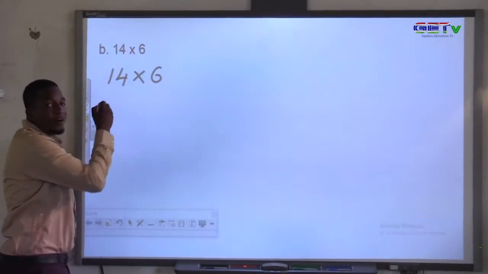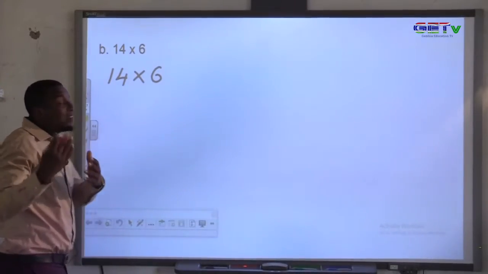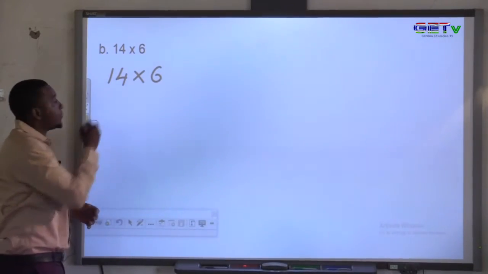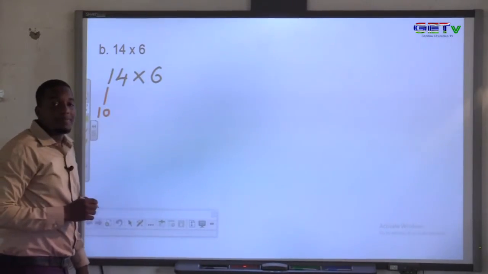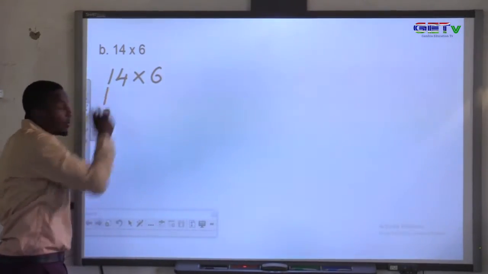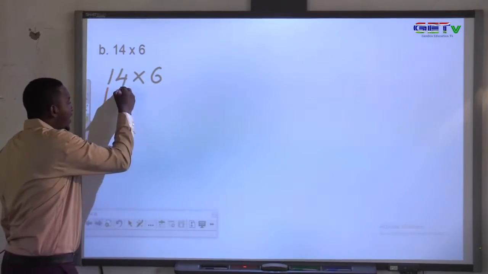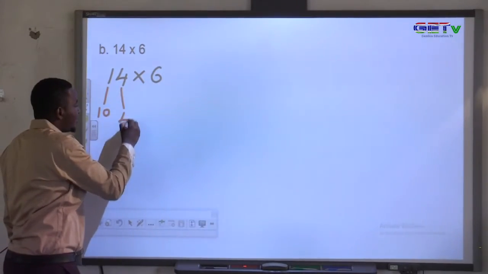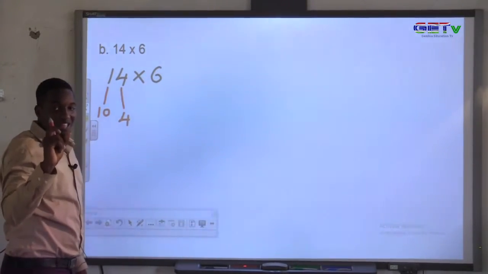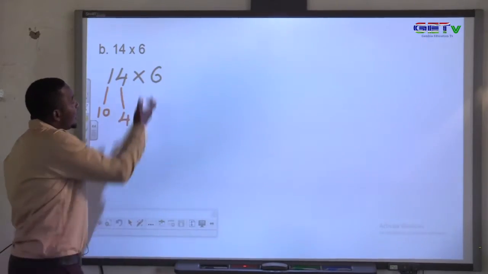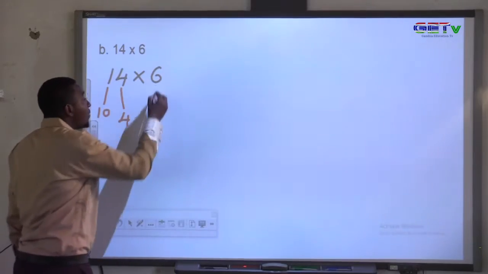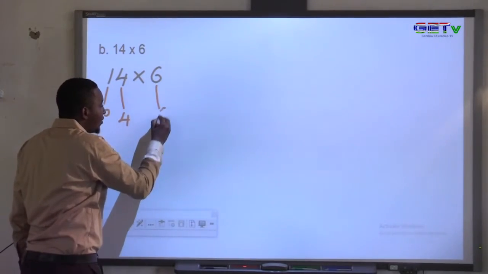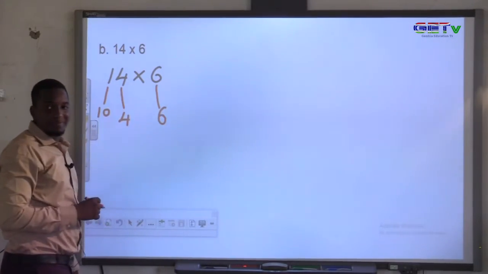What is the value of 1? The value of 1 is 10. What is the value of 4? The value of 4 is just 4, because 4 is the unit. You look at the multiplier, it's just a single digit. So that makes it a unit, and its value is the same digit.